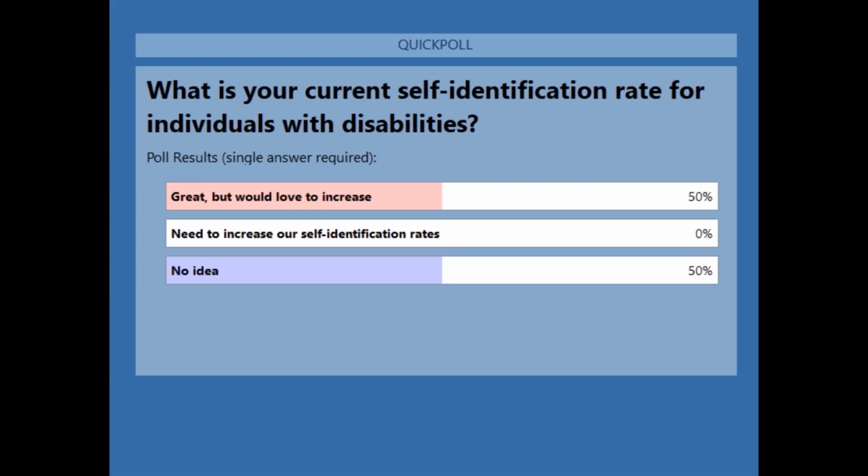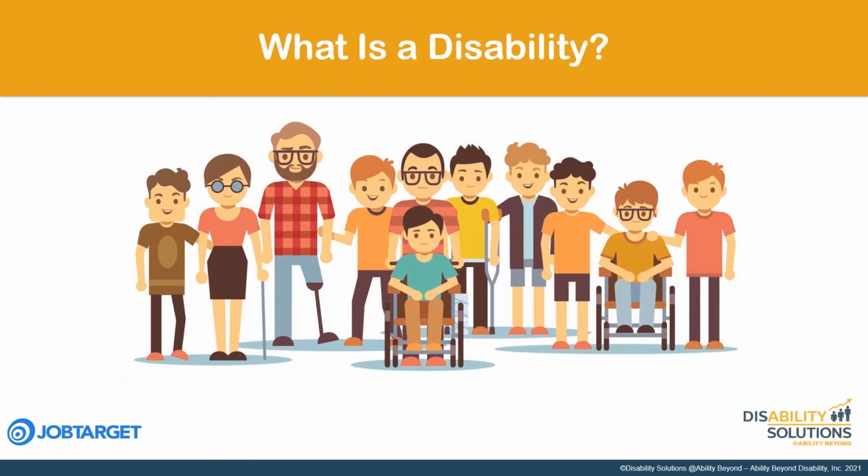So before we get too deep, I'll go to our what is a disability. Here we go. So before we get too deep into self-identifying as a person with a disability, we think it's important to take a step back and define the word disability. There's a lot of confusion when we think about that word, and the actual definition is very broad.